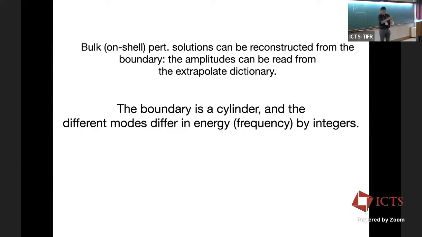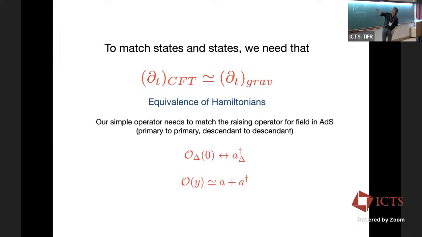The boundary, as I said, is the cylinder, and the different modes have different energy by integers. This was what I said. So now to match states and states, the Hamiltonian on the CFT needs to be the Hamiltonian on the gravity side. This is the equivalence of Hamiltonians. Our simple operator, meaning our raising operator, that generates the lowest weight state, needs to be mapped to some operator in field theory because we're using radial quantization. So it needs to be associated to something that creates a state of energy delta on top of the vacuum. So it must be an operator of dimension delta inserted at 0.